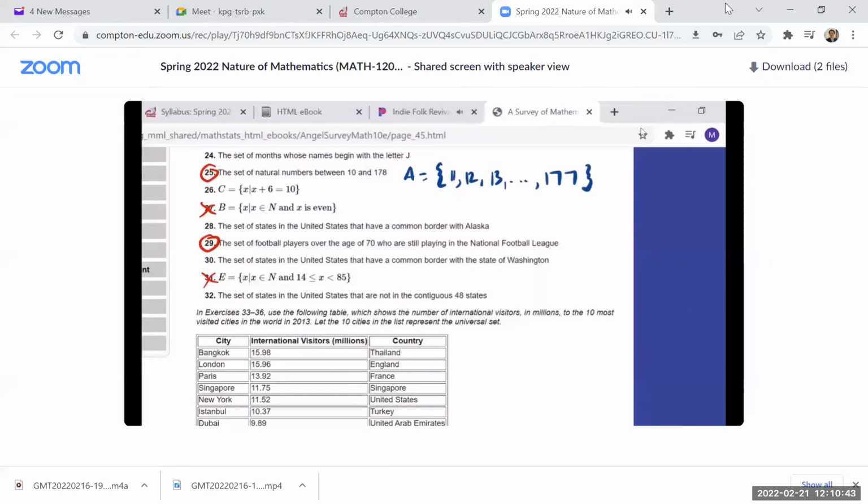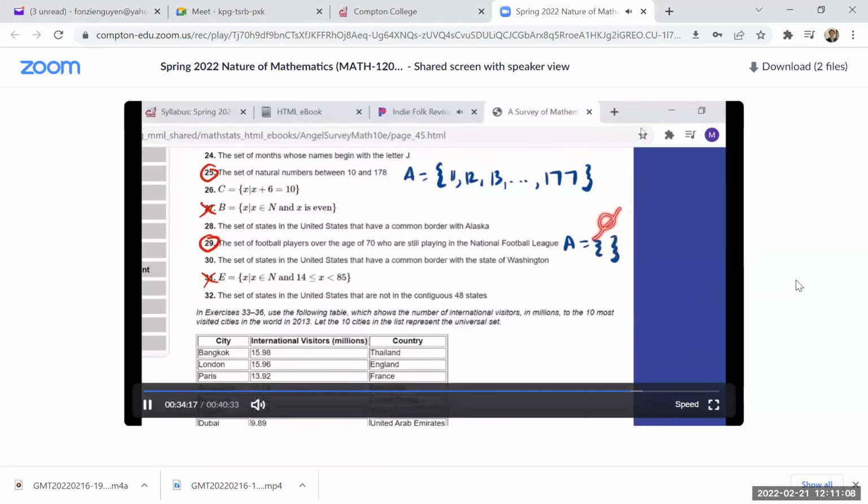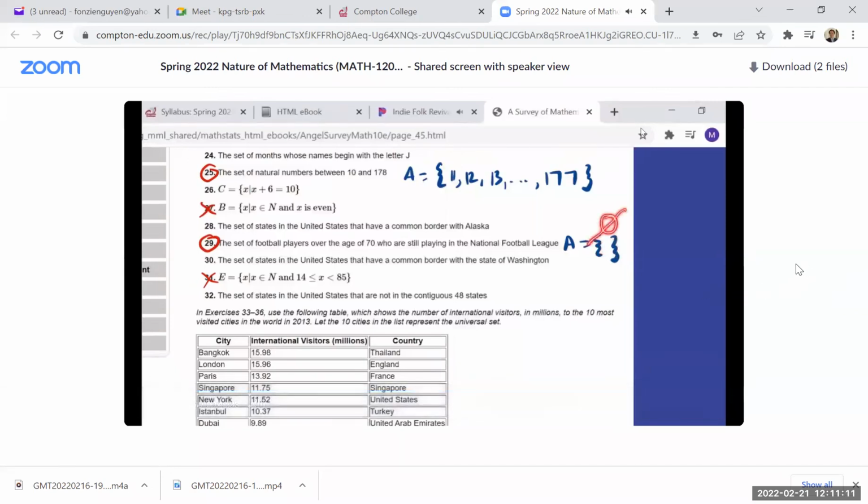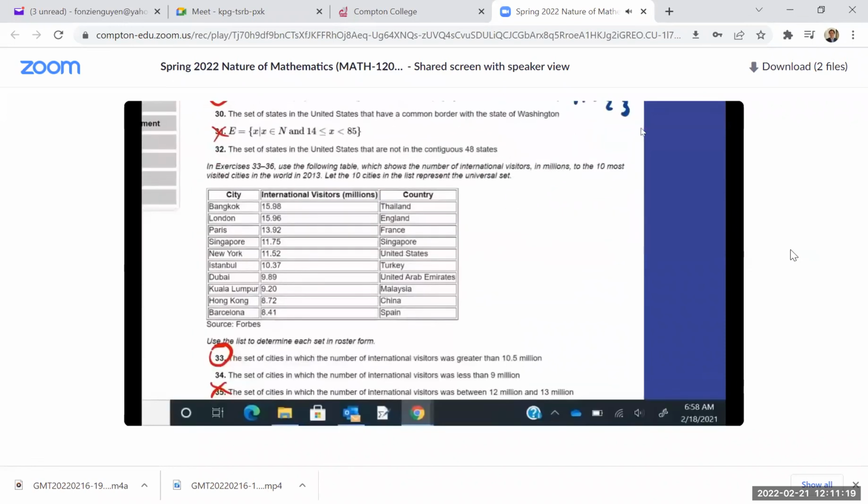All right. What about the set of football players over the age of 70 who are still playing in the NFL? None. It's not defined. Okay. Oh, you could say no, it is defined. You can define that, but it's still empty, right? Because there's nobody. So just put the 2 braces with nothing inside it, or you can do the null, the empty set like that, the circle with the line. So either one's fine. That's it.